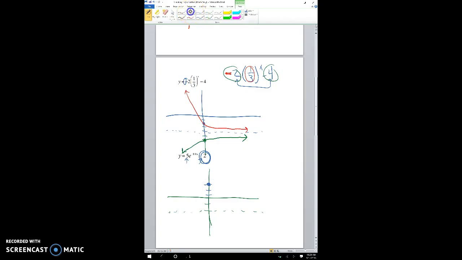This is going to be a decay function because the base is e to a negative exponent. So e is the base we use for continuous growth or decay. If e is raised to a positive power, that's growth. If e is raised to a negative power, that's decay.